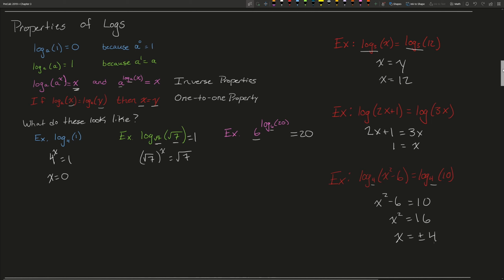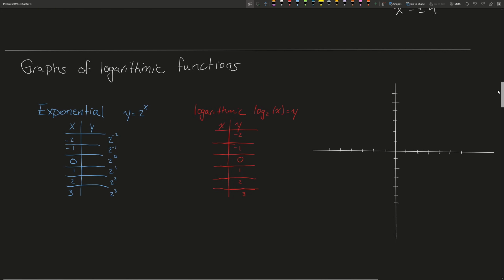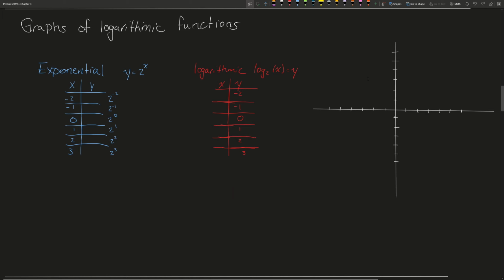The next thing we need to take a look at are the graphs of logarithmic functions. And if you remember from when we went over exponential functions, we graphed y is equal to 2 to the power of x. And just like if we were in 8th grade or Algebra 1, in order to get the general shape of a graph, we can plug in values of x and get values of y for different points.